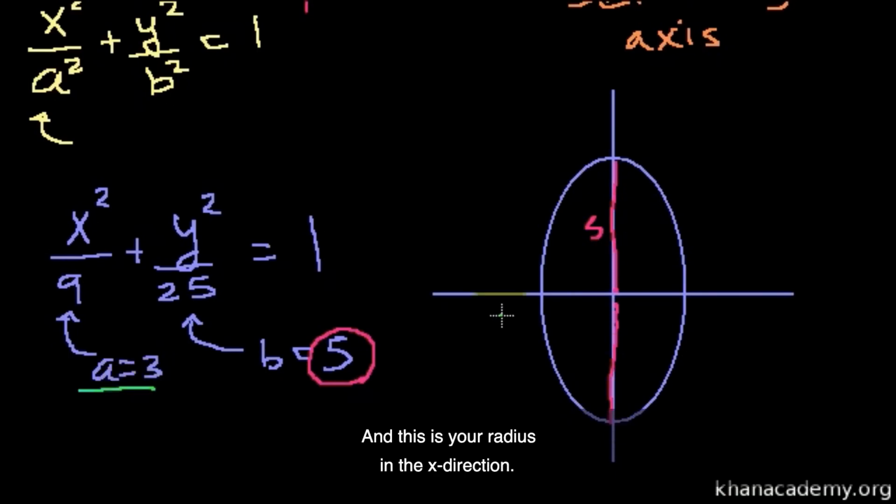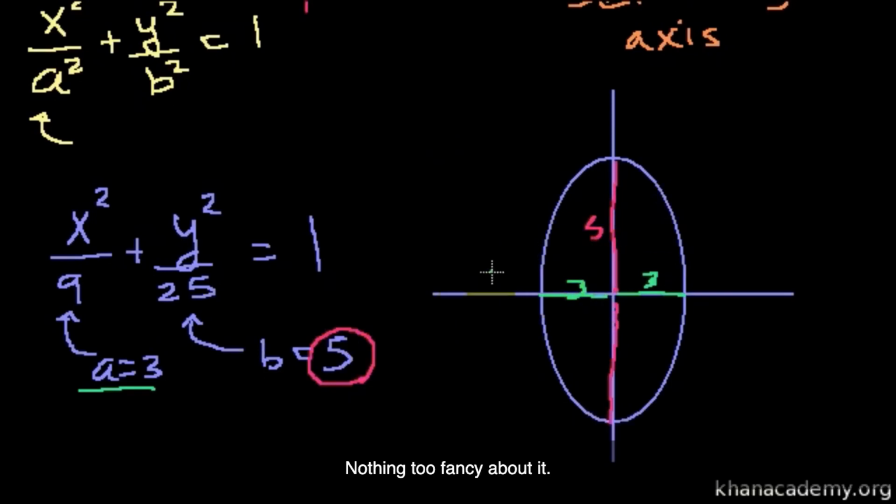And this is your radius in the x direction. So this will be 3, and this will be 3. That's it. You have now plotted this ellipse. Nothing too fancy about it.